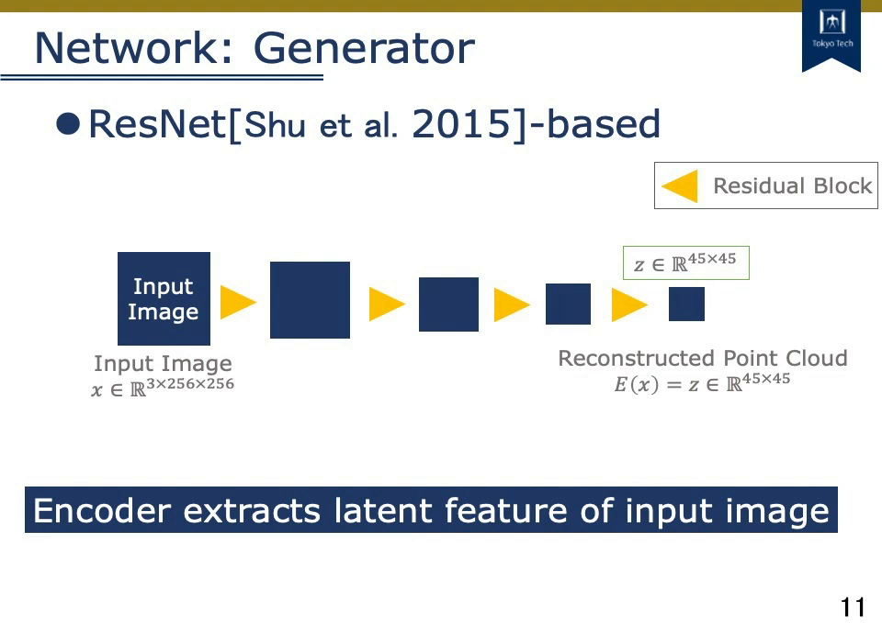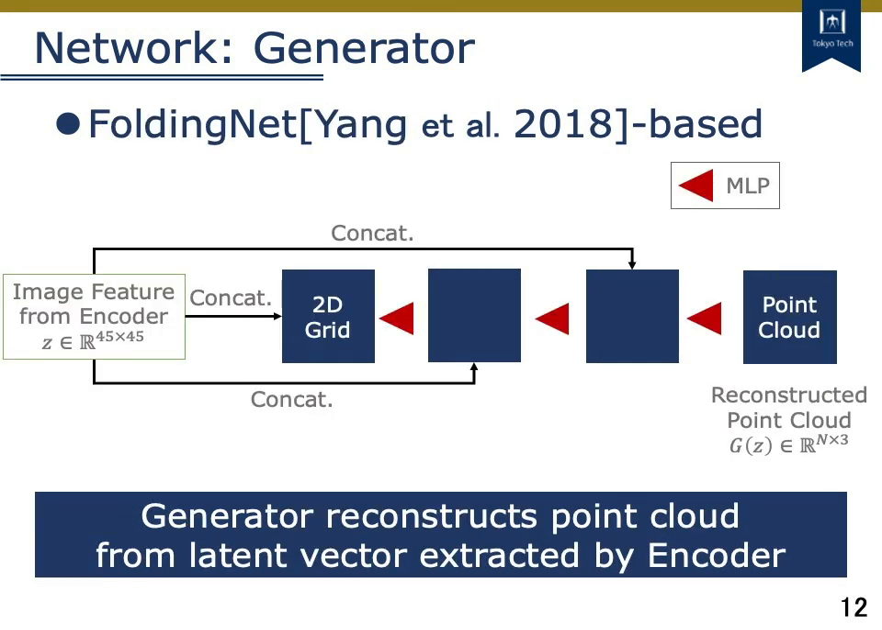I will talk about the encoder. The encoder is based on ResNet. The ResNet-based encoder extracts latent feature from input image. Next, I will talk about the generator. The generator is based on FoldingNet. The FoldingNet-based generator reconstructs point cloud from latent vector from the encoder. In the generating process, the generator gradually transforms the latent vector into point cloud. Additionally, after each MLP, we concatenate image feature and 2D grid.